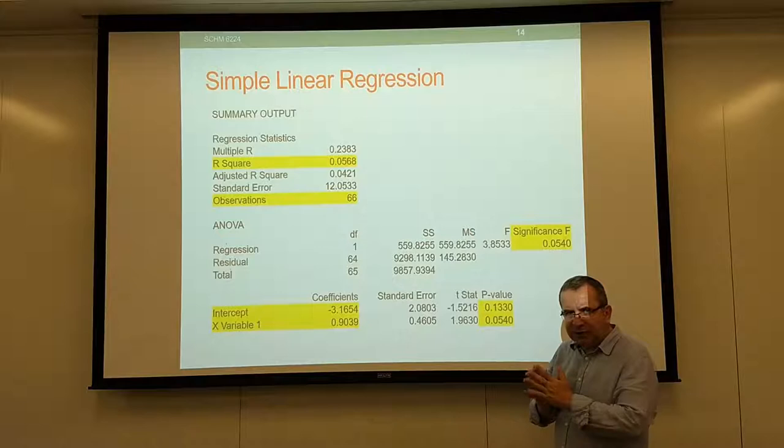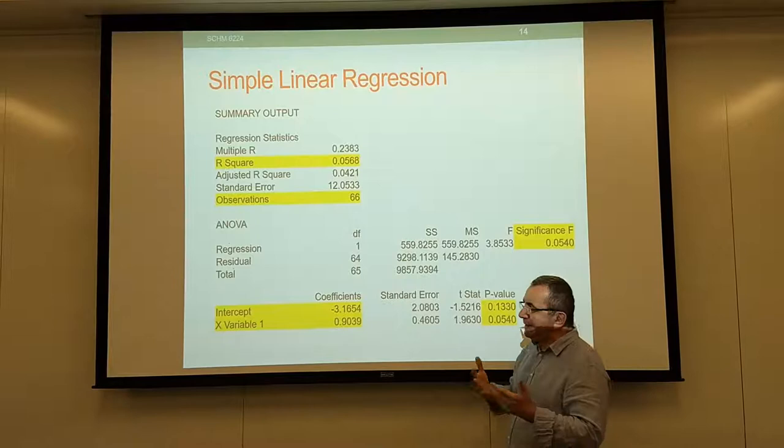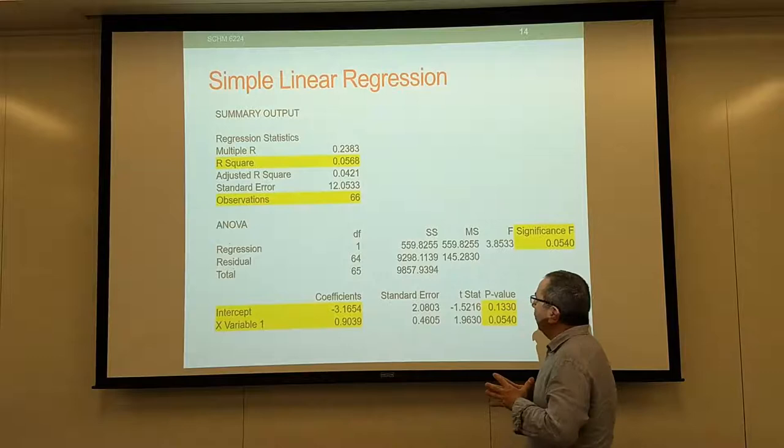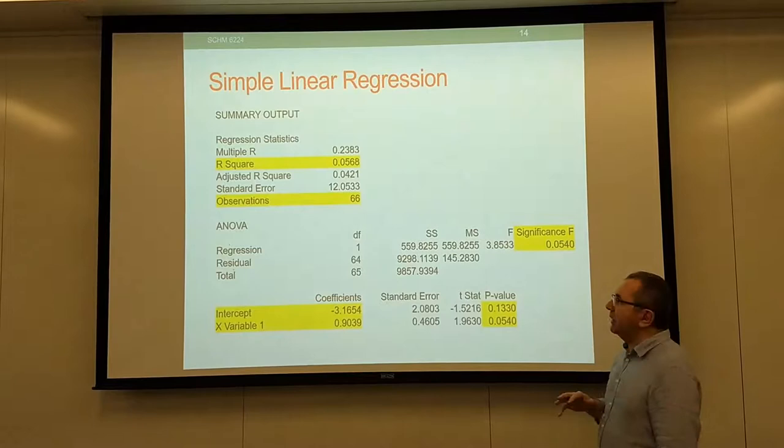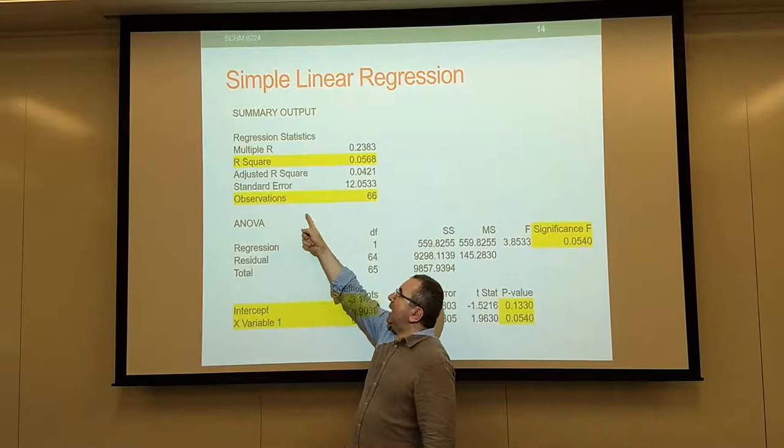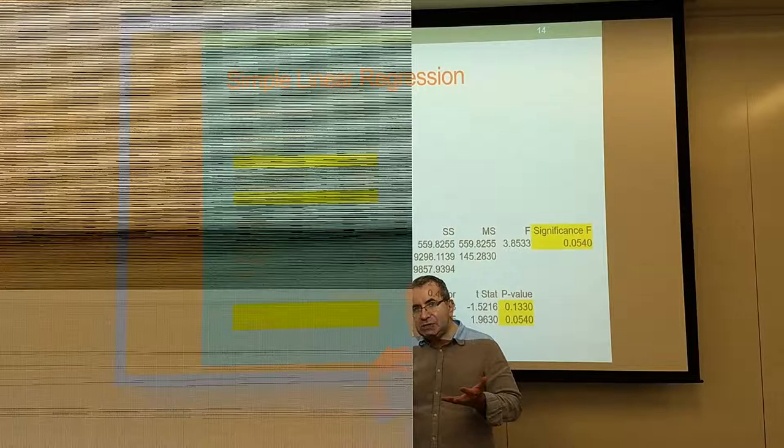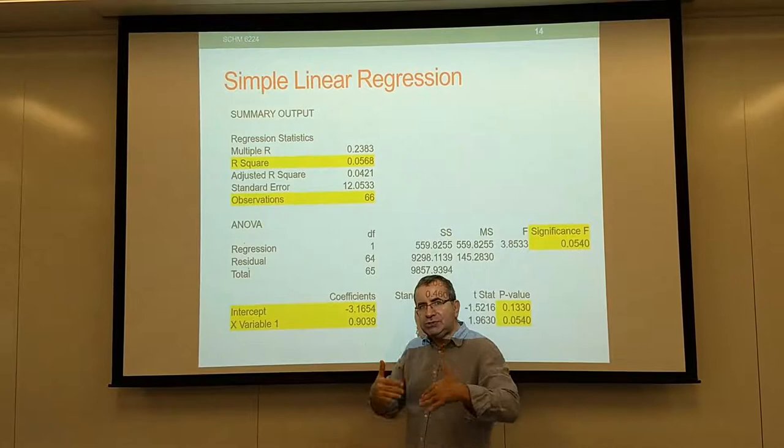So when you run a regression model in Excel, it gives you an output like this. So there's a lot of information. However, the most important ones are here. So first, it says how many observations have been processed. So our data set had 66 observations, and you want to make sure that Excel read all 66 observations, okay?